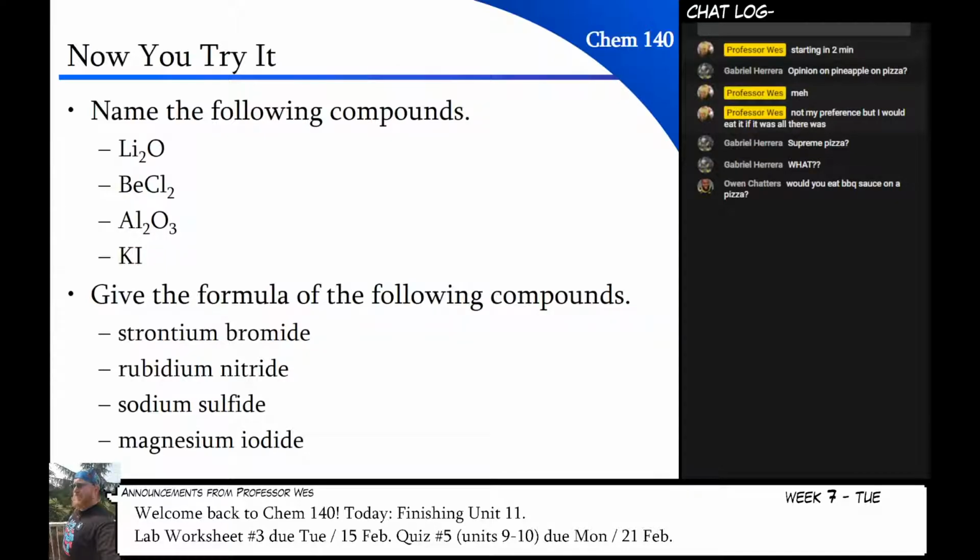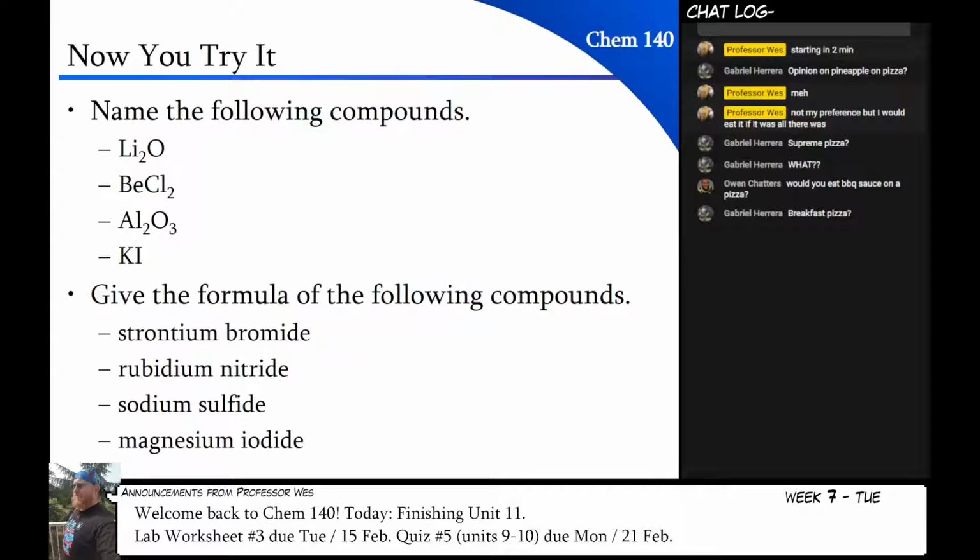Would I eat barbecue sauce on a pizza? Not my preference. Barbecue sauce is a little sweet. I do like barbecue sauce though, just not on a pizza. I don't know if I've ever had a breakfast pizza.